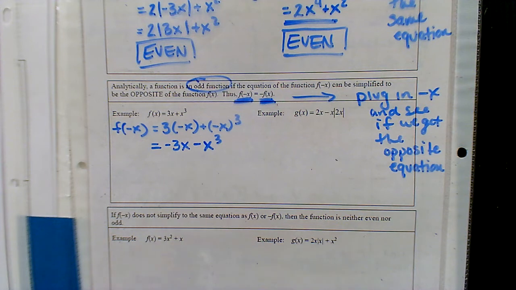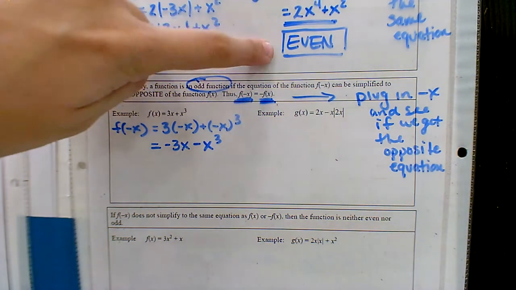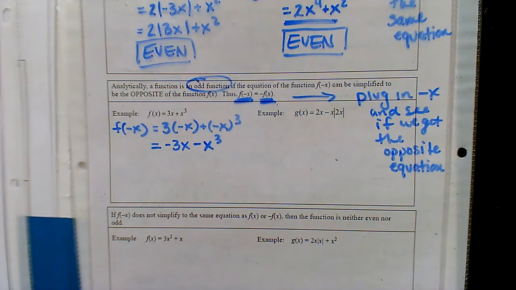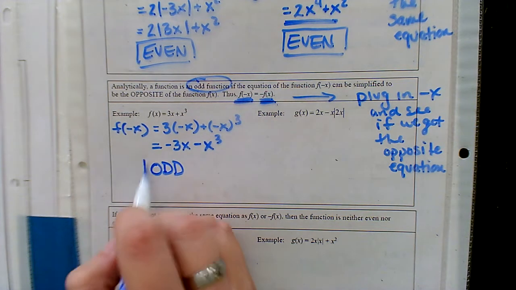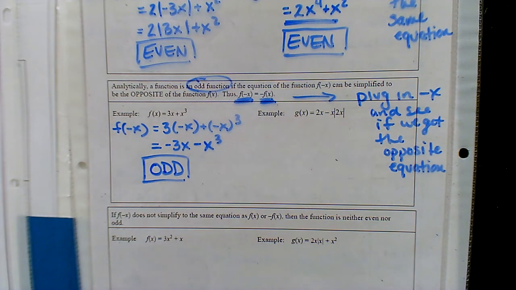So take a look at what you get out. Do you have the exact same equation? If you did, it would be even. Or do you have the exact opposite? If you do, it would be odd. Is every term opposite of what you originally started with? Yeah, you see how they're negatives both in this case? So this would be an odd function or an odd graph. If you had the picture, you could rotate it upside down and it would be the exact same picture.